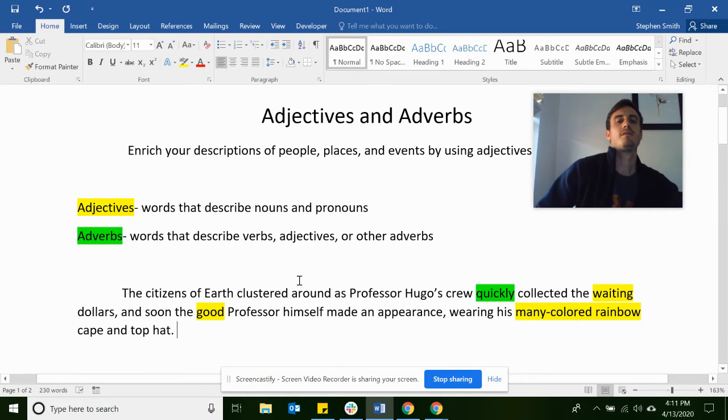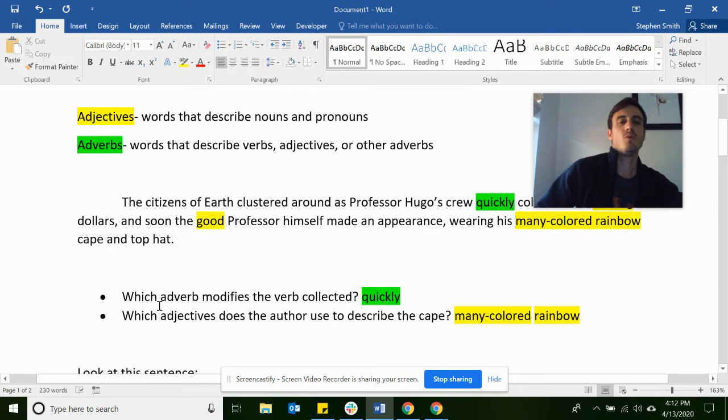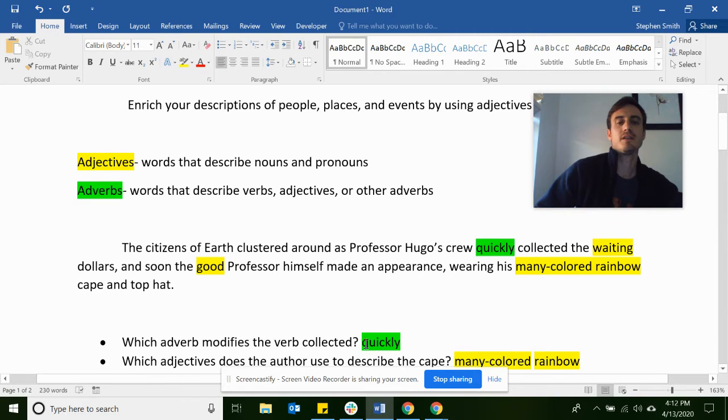So, couple questions. What adverb modifies the verb collected? Well, if you look at the verb collected here, I'll underline it. What adverb modifies it? Well, the adverb quickly. How did they collect it? Quickly. So when it says modify, that just means how does it change it? How does it add more meaning? So quickly is the adverb that modifies collected.